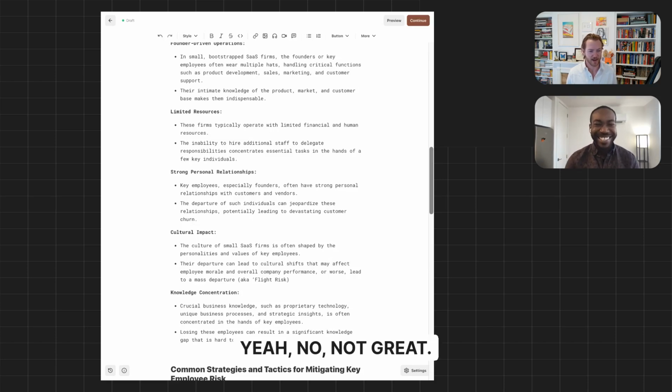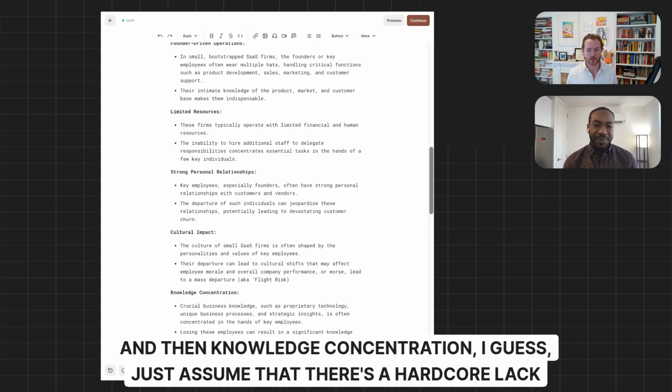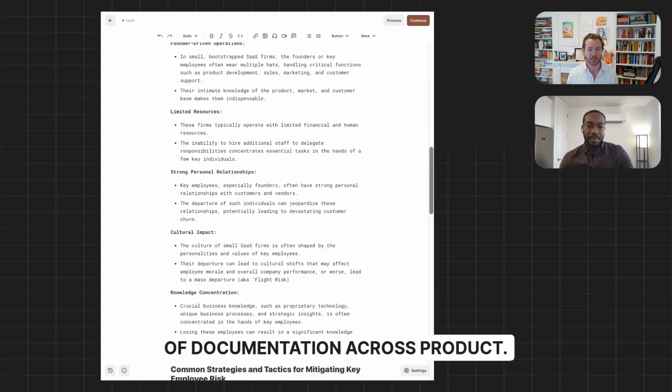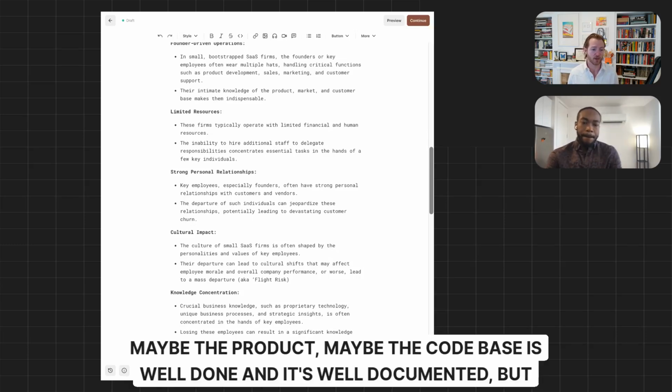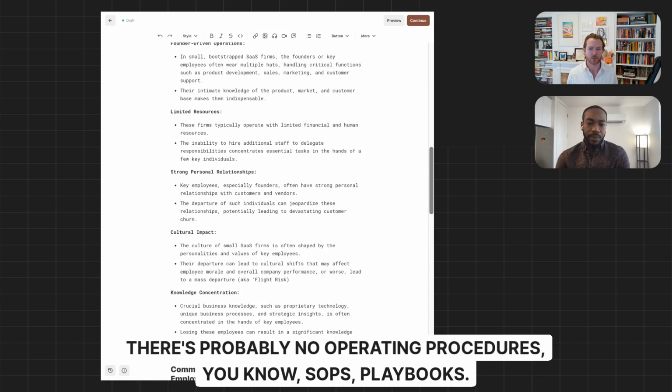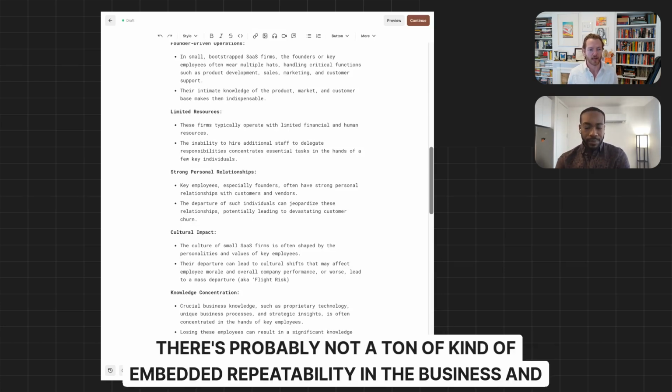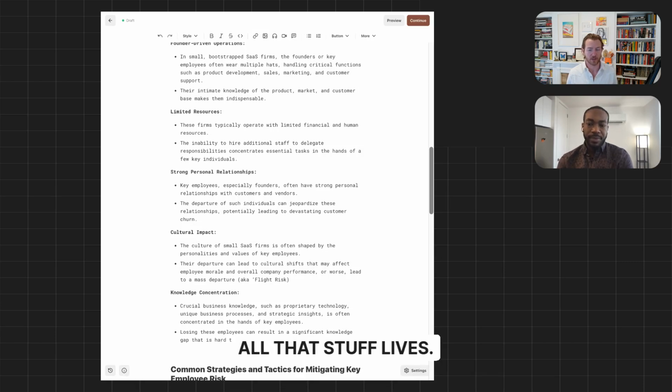Yeah, no, not great. And then knowledge concentration, I guess just assume that there's a hardcore lack of documentation across product. Maybe the code base is well done and it's well documented, but there's probably no operating procedures, SOPs, playbooks. There's probably not a ton of embedded repeatability in the business, and all that stuff is muscle memory, right? It's all in between the ears. The brainchild's in his brain. Yeah, 100%.